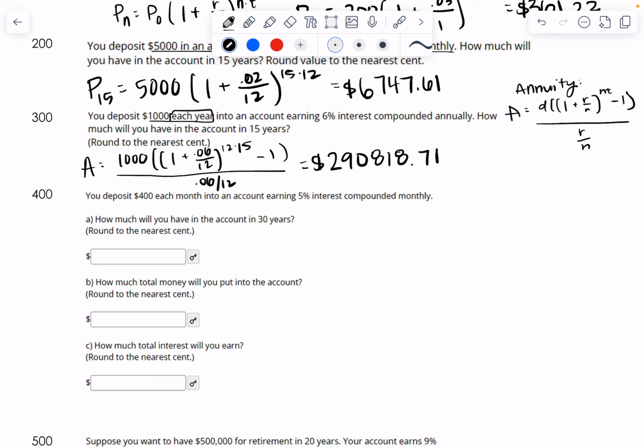Oh, you know what? I see my mistake. This says compounded annually. Oops. So all of these 12s should actually be 1s. So let's try that again. I did not get the right answer. Okay, so it's not 12, sorry. It's to the 15 times 1 minus 1 all over 0.06 times 1. So let me fix that really quick.